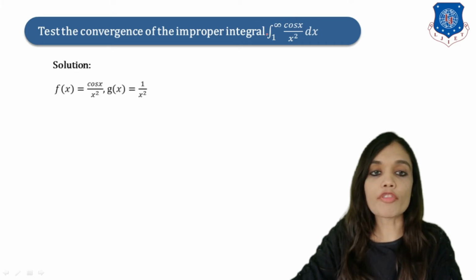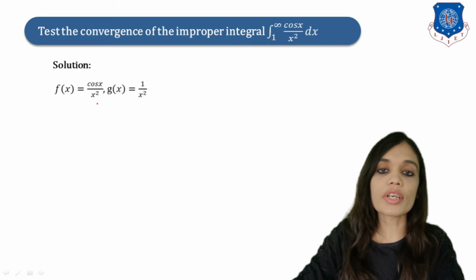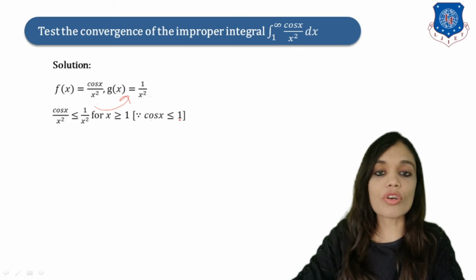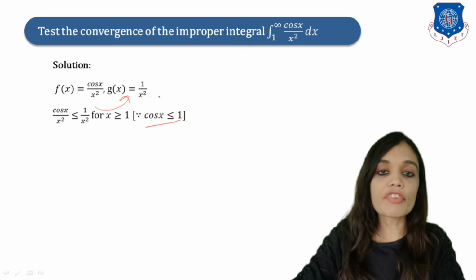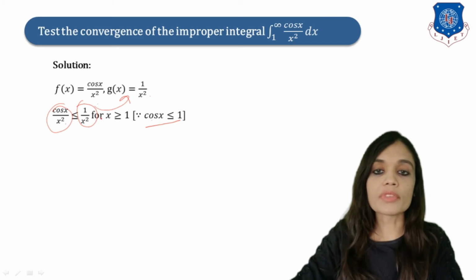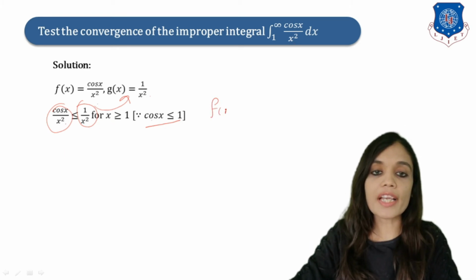So here our f of x is cos x upon x square. So we will assume our g of x as 1 upon x square, right? Why we are assuming this? Because we know that cos x is less or equals to 1. So if we divide by x square, what we will get? Cos x upon x square less or equals to 1 upon x square. Now this is our f of x and this is our g of x. So from this what we can say, f of x is less or equals to g of x.